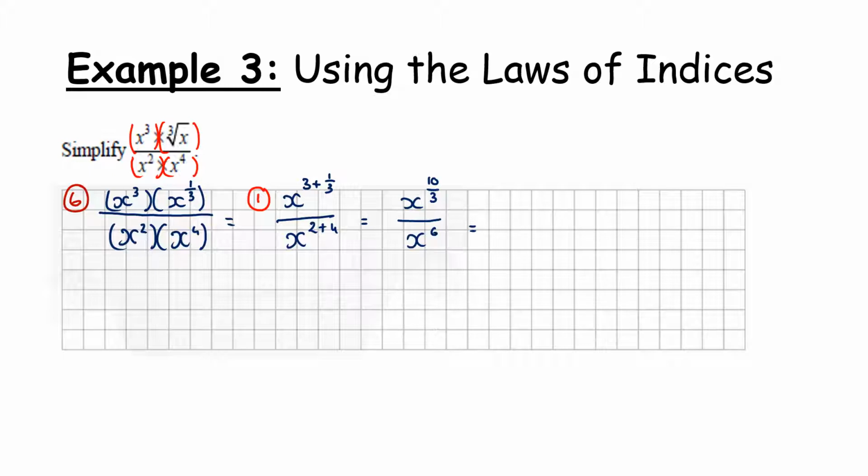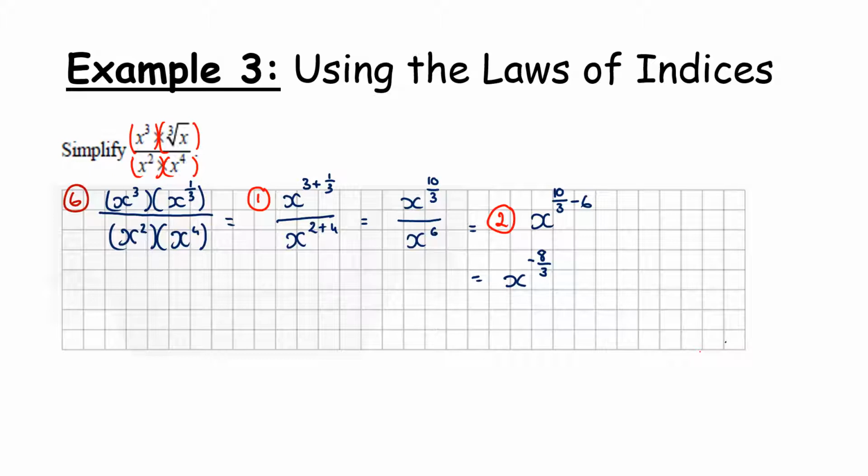The next thing I'm going to work with is law 2, where I subtract my powers. So I get x to the power of 10 over 3, subtract 6. Let's clean that up. So I get x to the power of minus 8 over 3. I am working these in my head, but you work your calculator, 10 over 3 minus 6, or if you would like to do that separately, you can work it through with common denominators.